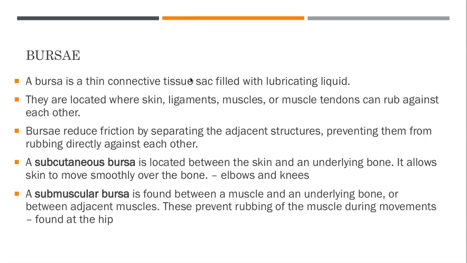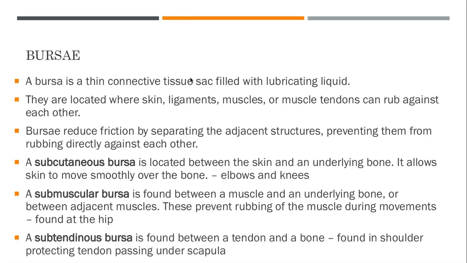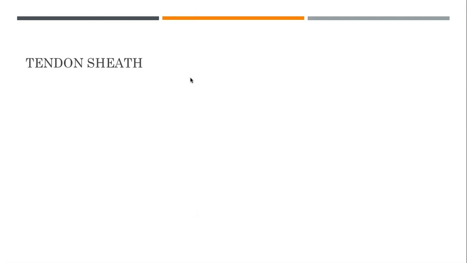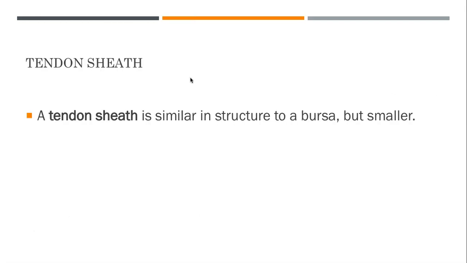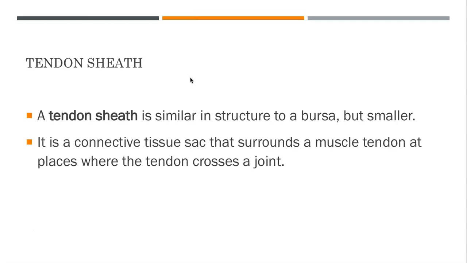A submuscular bursa is found between a muscle and an underlying bone, or between adjacent muscles. These prevent rubbing of the muscle during movements. You'll find one at the hip. And a subtendinous bursa is found between a tendon and a bone. You'll find those in your shoulder, protecting the tendon that passes under the scapula. And then the last thing is a tendon sheath. It's similar in structure to a bursa, but it's smaller.